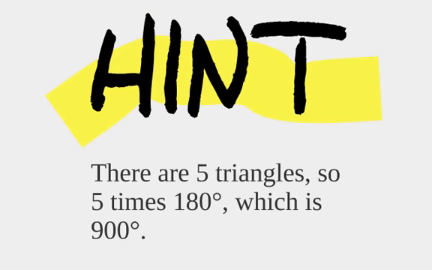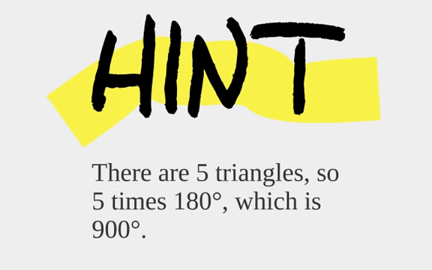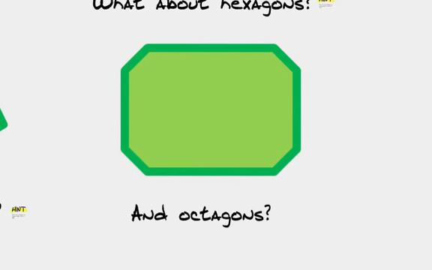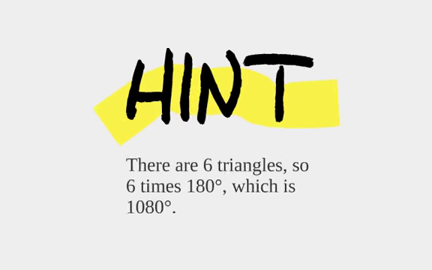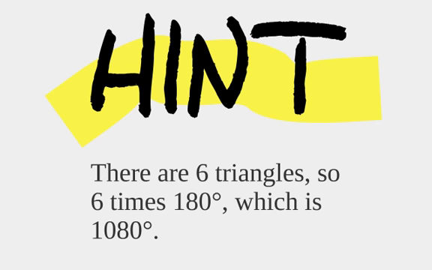Alright, there are 5 triangles, so 5 times 180 would be 900. Noticing a pattern about how many triangles there'd be? Well, what about an octagon? In the octagon, how many triangles can you put in here? There are 6 triangles, so 6 times 180 is 1080. Seeing a pattern?